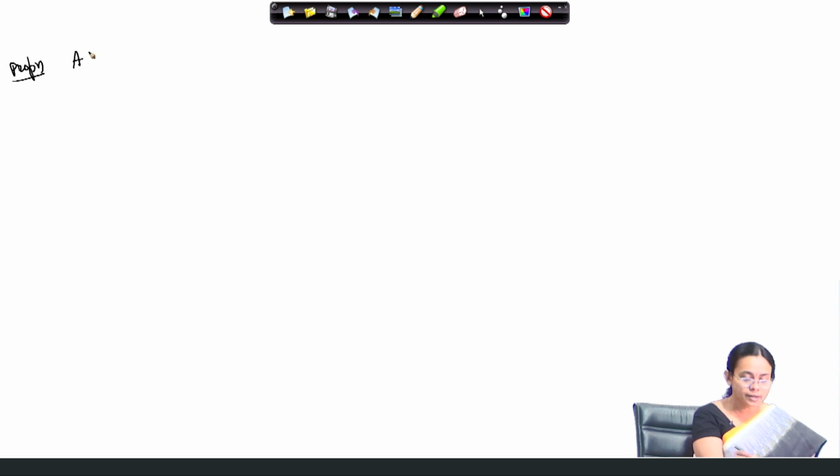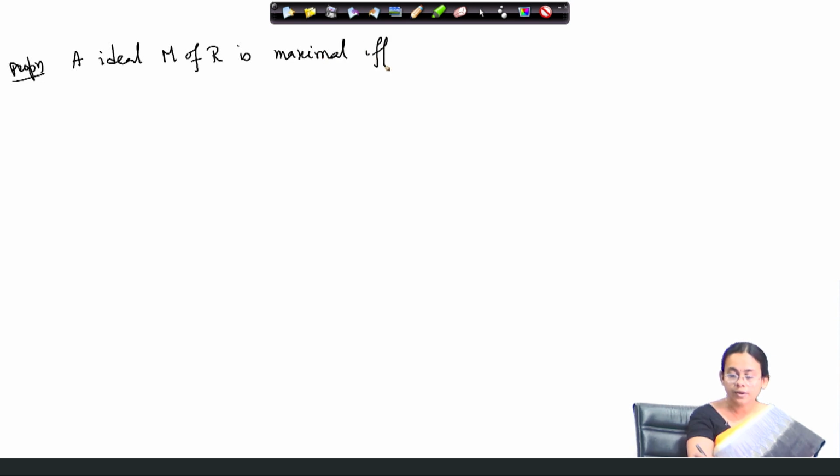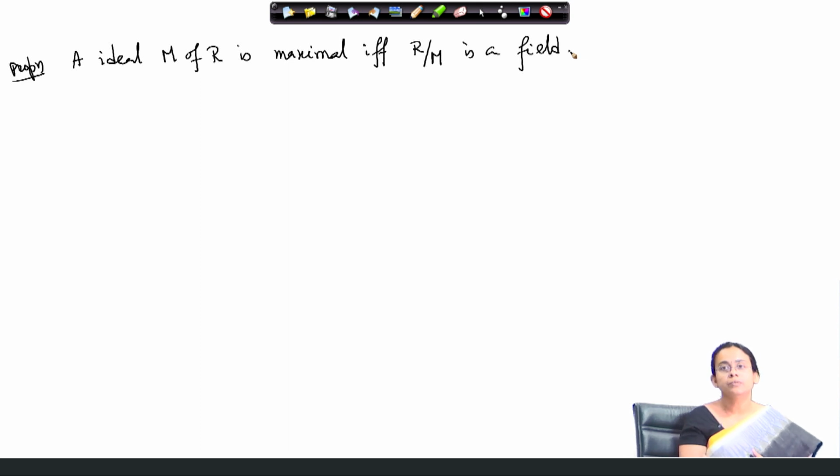So, an ideal M of R is maximal if and only if this quotient R quotient M is a field. That is how we have defined the notion of maximal. We said that R quotient M will be a field if I define M to be a maximal ideal. So, this proof, we have already discussed this thing.